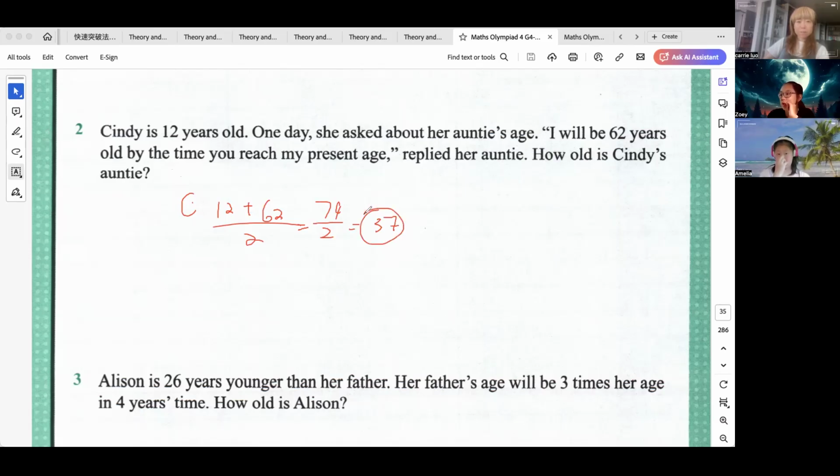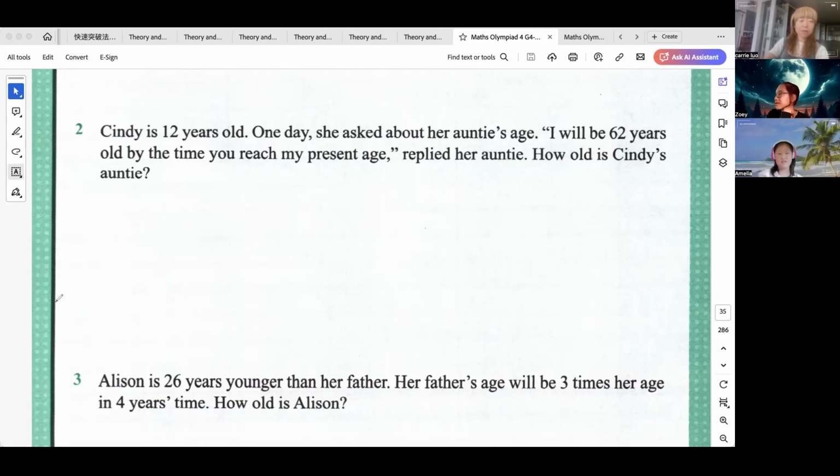How did you get the 35? I tried a different way. Okay, how did you do that? So I got 62 minus 12 equals 50, and then 50 divided by 2 equals 25, and then 25 plus 10 equals 35. Huh? 25 plus 12 equals 35. 25 plus 10. Where did you get the 10? Oh, I thought it was the previous question. No, it's 12, right? So 12 plus 25 equals 37.